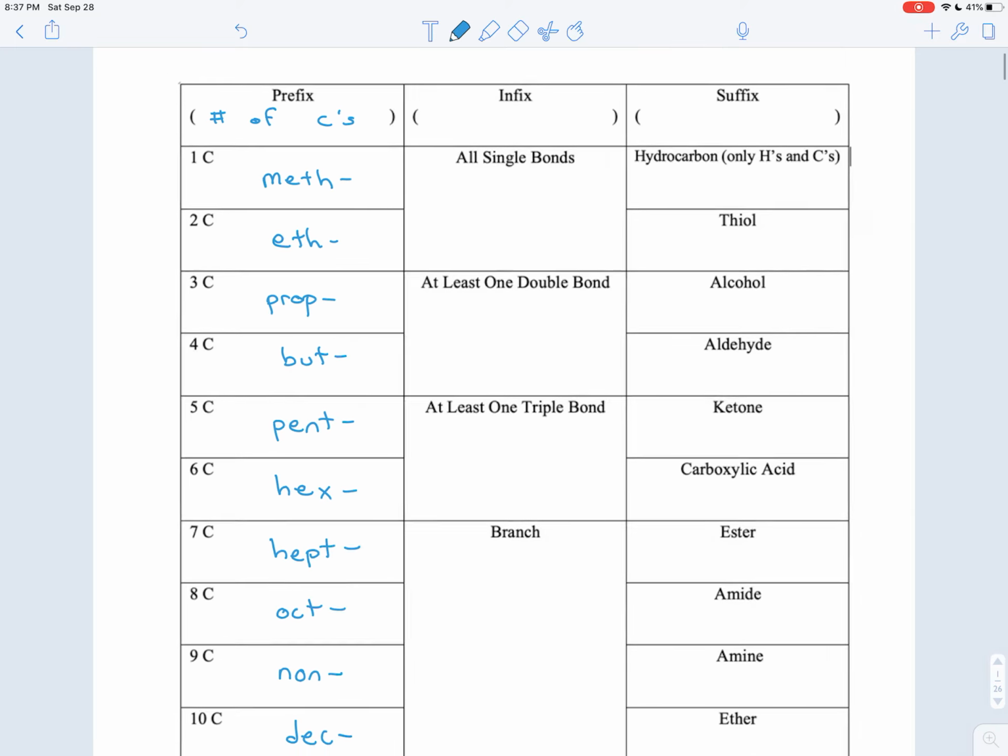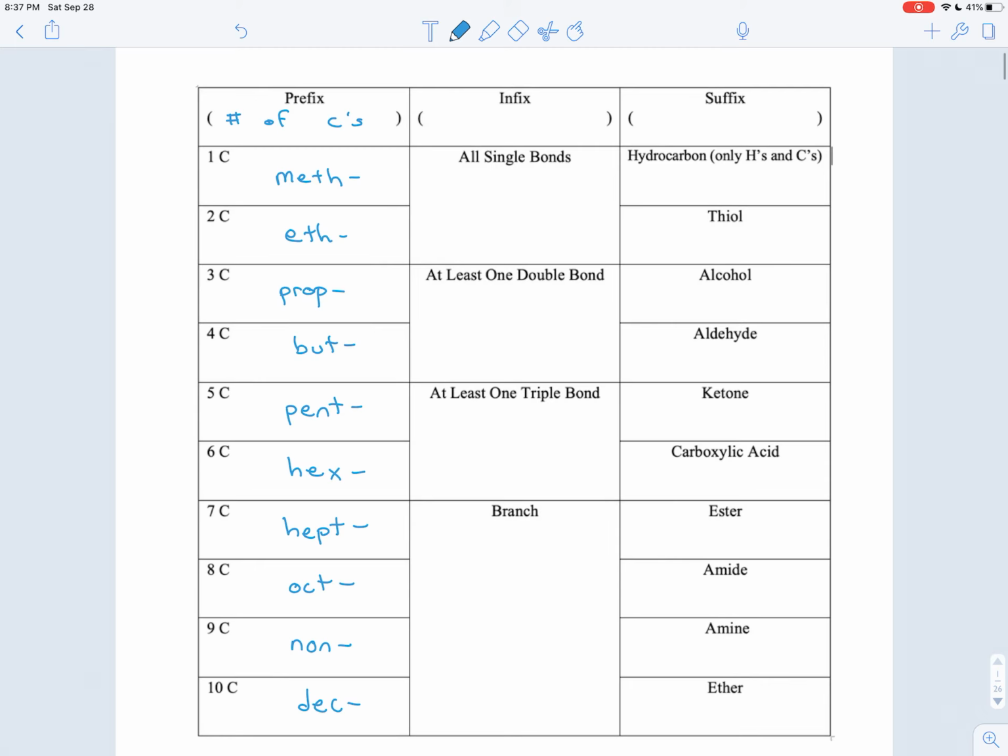So those are the prefixes you would want to know by heart. And that's the meaning behind them. They're telling you about the number of carbons in your molecule. The infix tells you about bonding.